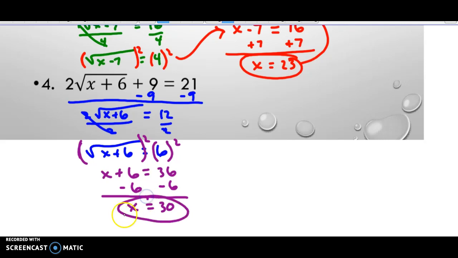Let's substitute this back in up here to check it out. If I put 30 in for x, 30 plus 6 is 36. The square root of 36 is 6. Times 2 is 12. 12 plus 9 is 21. So we're good to go.